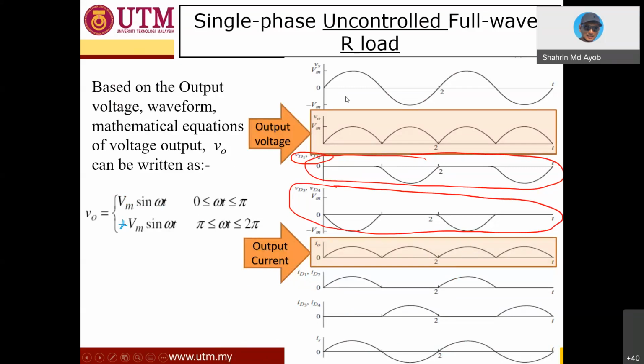Okay, as you can see, for the positive cycle, D1 and D2 are on, and we consider the diode ideal, meaning there is no forward voltage drop, so 0. But as we can see, for D3 and D4 there will be a voltage blocking, and the rating should be at least equal to your V source. And for the negative cycle, D3 and D4 are on, so that's why you have 0 voltage drop here. But you will see that there is a voltage blocking at D1 and D2.